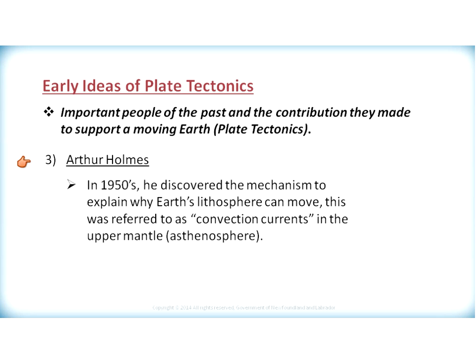A third scientist that contributed to the ideas behind plate tectonics, and actually contributed to the ideas of Wegener and Taylor, was Arthur Holmes. Arthur Holmes in the 1950s discovered the mechanism to explain why Earth's lithosphere can move. This was referred to as convection currents in the upper mantle called the asthenosphere. So the efforts put forth by Arthur Holmes helped suggest why continents move and directly supported the ideas proposed by Wegener's theory of continental drift.